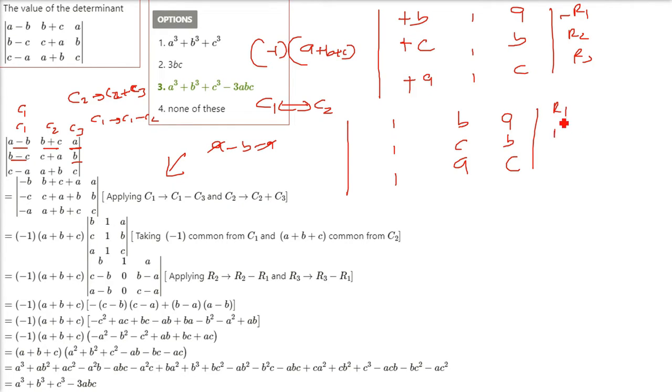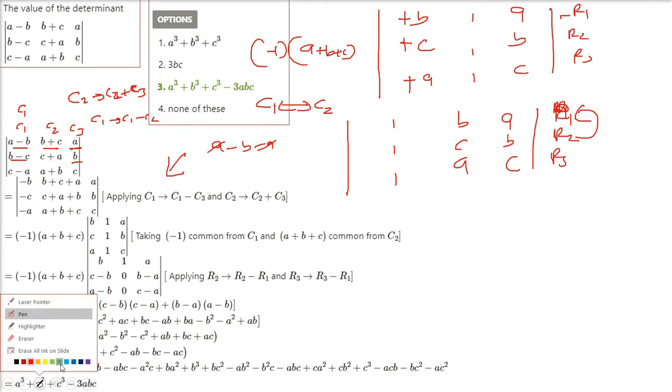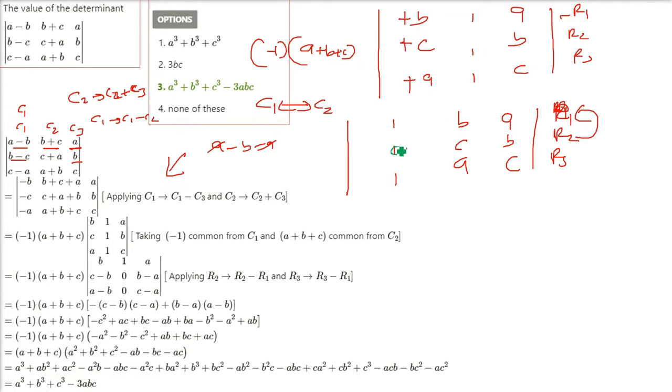Now you can take 2 rows at a time and subtract them so that you get zeros. So row 2 minus row 1 will do, row 3 minus row 1 we will do. Always in this type of cases, we do row 2 minus row 1 and row 3 minus row 1. So you get 0, c minus b, b minus a here. I am showing it here only. Row 3 minus row 1 will be 1 minus 1 is 0. A minus b it will be, c minus a it will be.